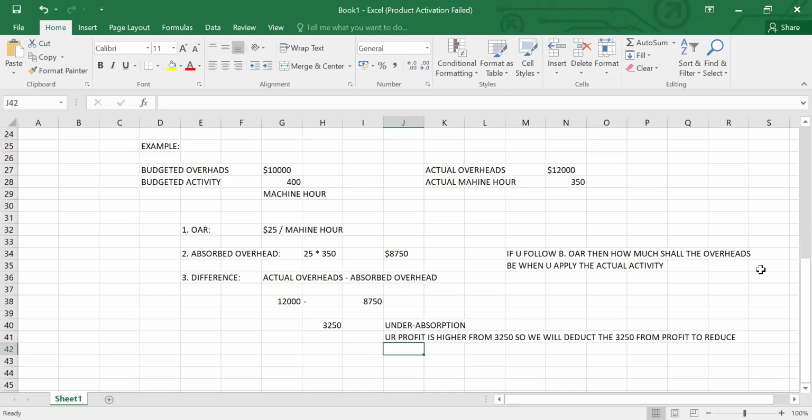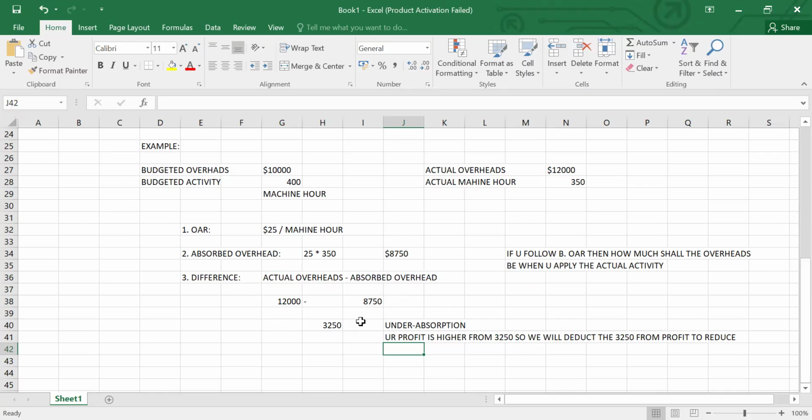So, under and over absorption always confuses me. I always forget it for some reason. No problem. I'm going to tell you the trick as well, and you will not forget it from now on. So, see, under absorption means underestimation, right? You underestimated the expense.